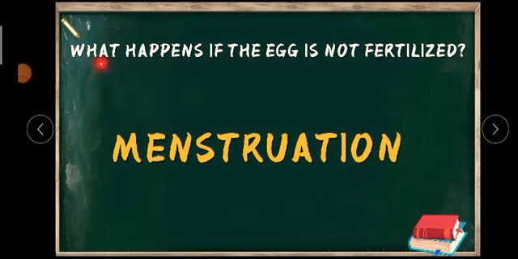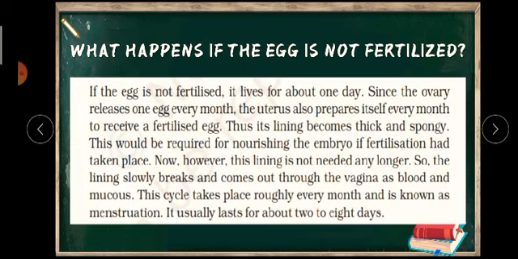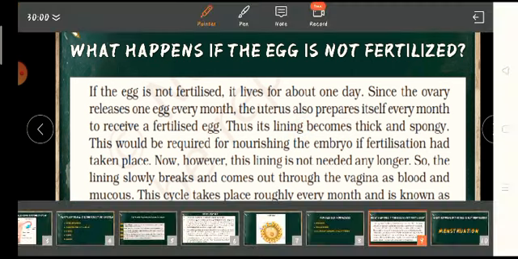That's why, students, what happens if the egg is not fertilized? The woman experiences menstruation. This menstruation is nothing but the periods or monthly cycle a woman goes through once she attains puberty. If the egg is not fertilized, it lives for about 1 day. Only for 1 day it is going to live. And since the ovary releases 1 egg every month, the uterus also prepares itself every month to receive a fertilized egg.